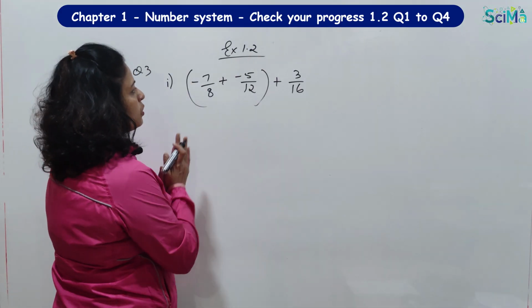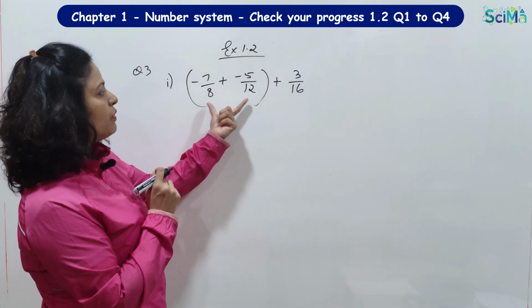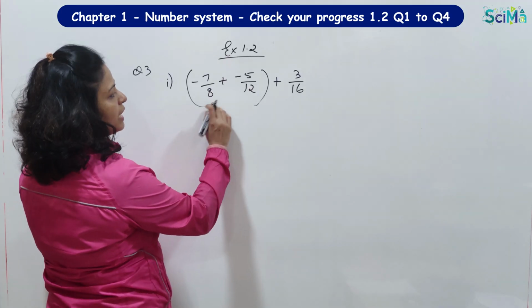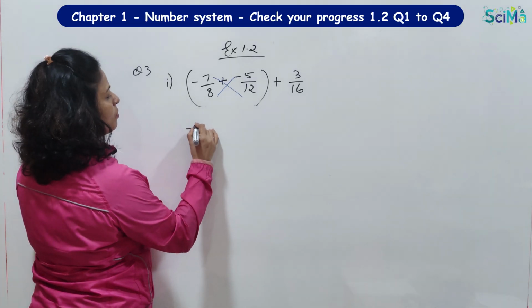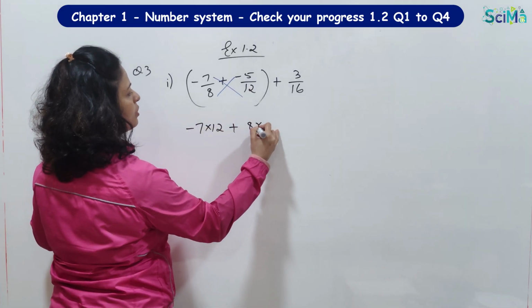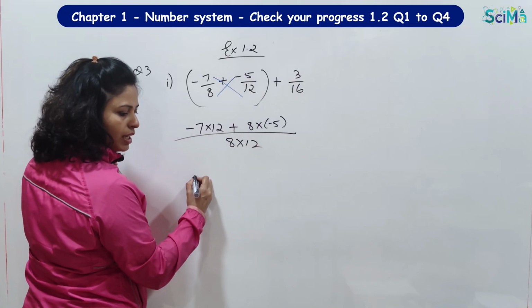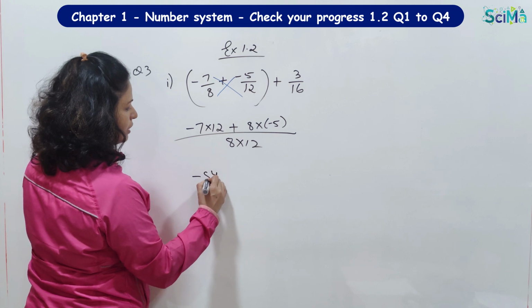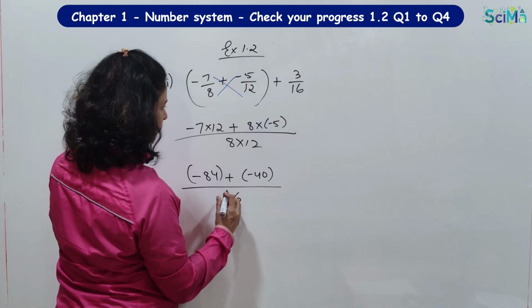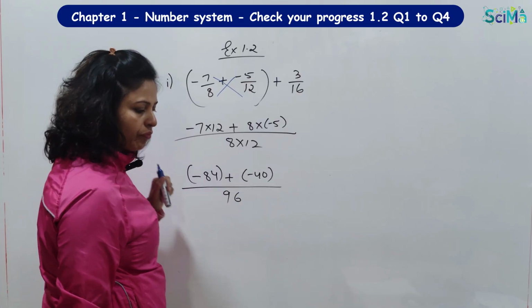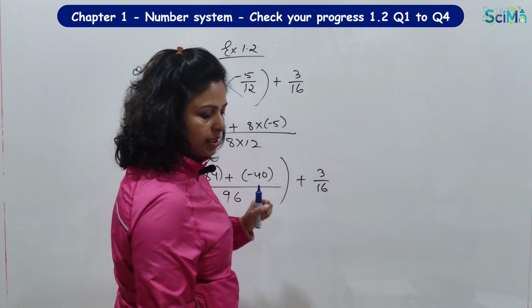Here, if you see, the first two rational numbers are given in the bracket, right? So first we will solve what is given in the bracket. Here again the denominators are different, so we will go for cross multiplication. Minus 7 into 12 plus 8 into minus 5 by 8 into 12. So here we will get minus 84 plus minus 40 divided by 96. This is in the bracket, and 3 by 16 we write as it is outside the bracket.